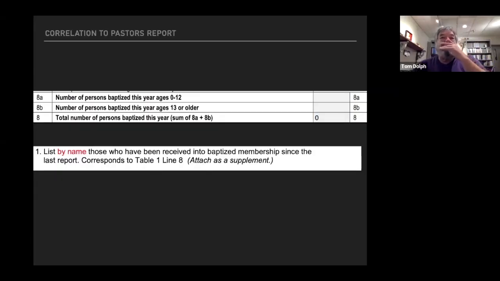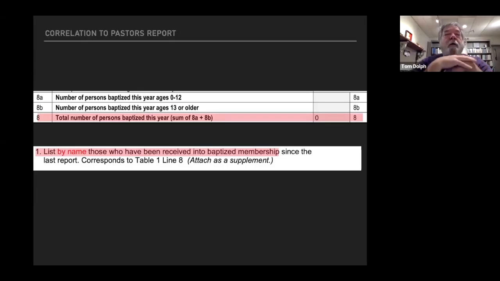So again, you see from table 1, the appropriate lines at the top. From the pastor's report, line 1, this total, if you have 20 names as being baptized, you need to list the number 20 on line 8. You need 20 names under line 1 of the pastor's membership report.